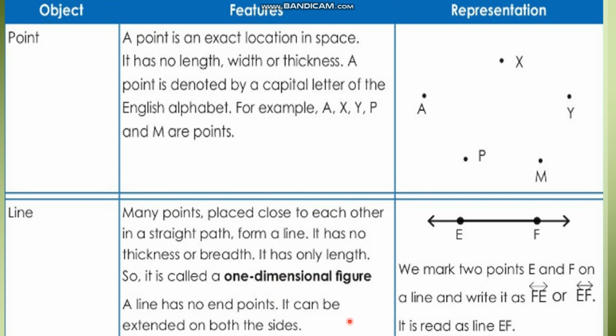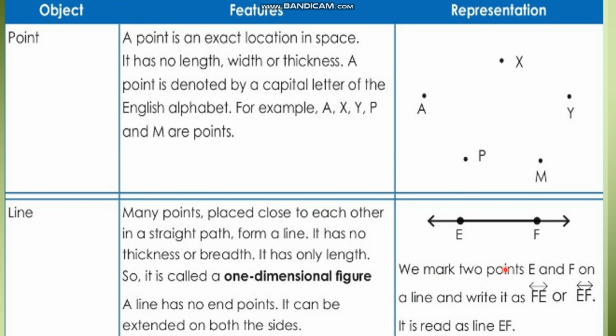And the line has no endpoints. Look at these sides, children. Here on both sides you can see the arrow, and these arrows show that this line extends in both directions, this direction and this direction also. Got it? So a line has no endpoints and it can be extended on both sides.